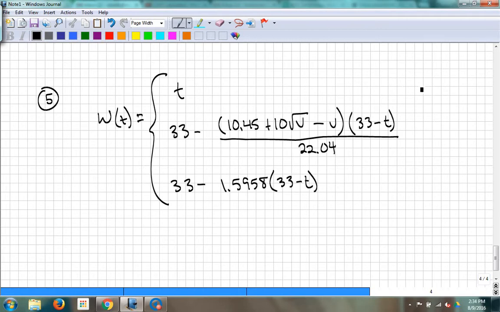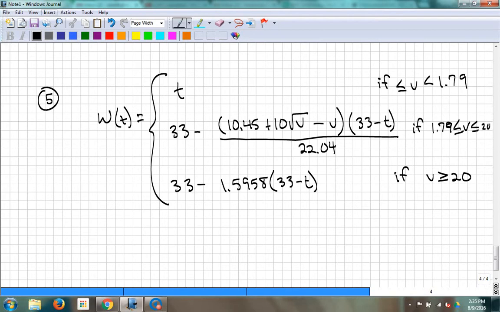Okay? And the ifs that go with that are if V is between 0 and 1.79, if it's between 1.79 and 20, and then if V is greater than or equal to 20. Okay, so those are the situations. T represents the air temperature, V represents the wind speed.